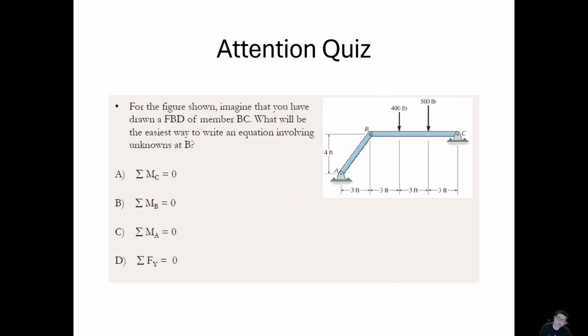Let's see your attention quiz. Suppose we have this figure showing this structure. You have already drawn the free body diagram of BC. Okay, let's draw it together. We have BC, and in force we have CY, CX, FAB.